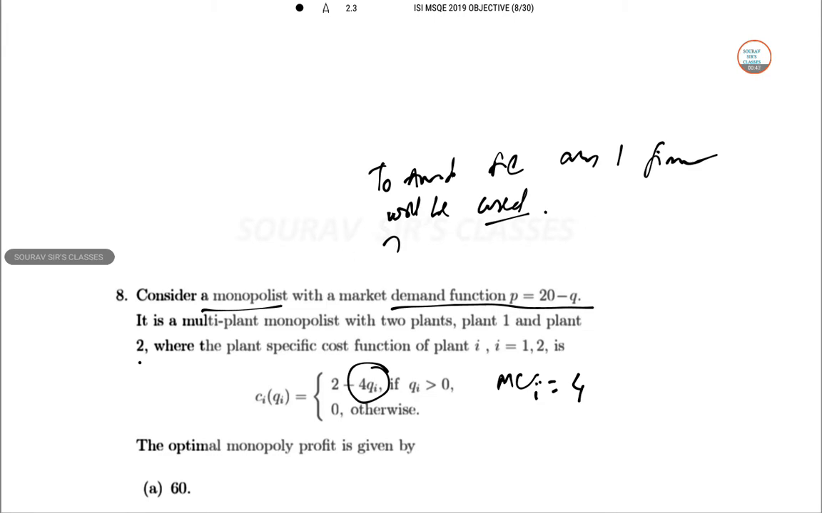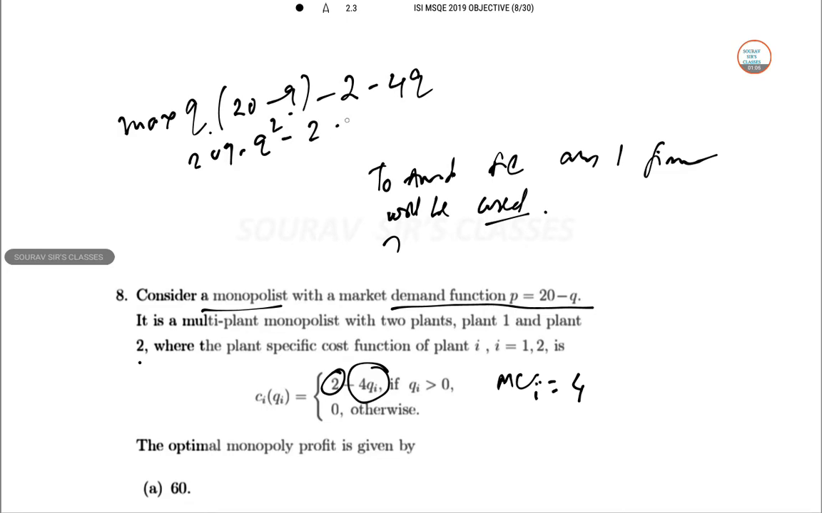Okay, so the problem will now become: maximize Q into 20 minus Q, total revenue, minus 2 minus this, because this 2 will be multiplied. So there will be 2 as fixed cost here. So this is 20Q minus Q square minus 2 minus 4Q. Differentiating and equating with 0, you will get 20 minus 2Q minus 4, so 16, so Q star will be equal to 8.